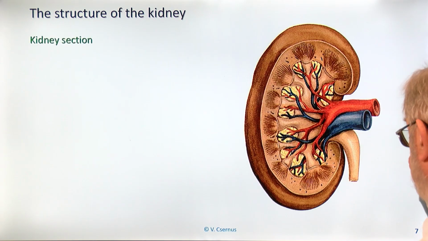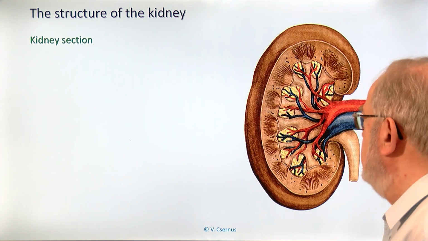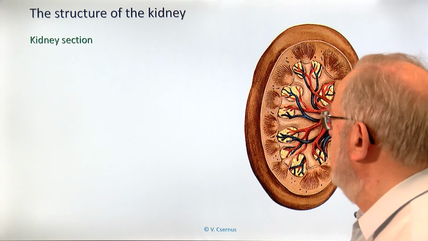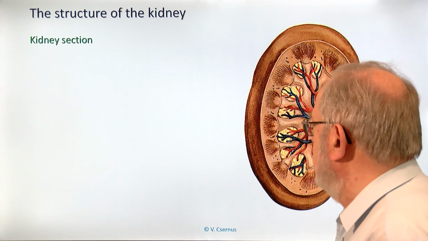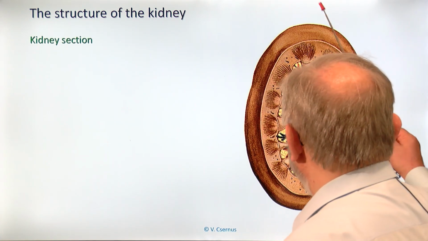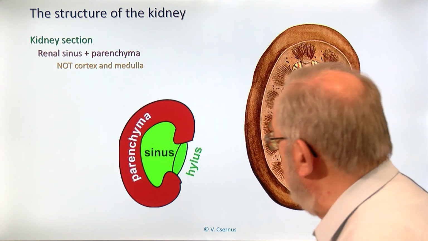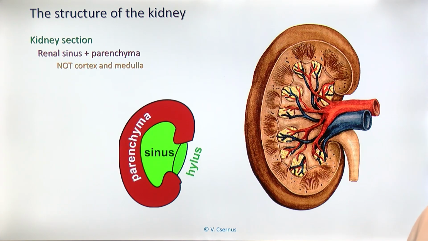Now, next chapter is the structure of the kidney. This is what you come across in the exam. This is the most frequent thing you have to talk about in the exam. This is the kind of longitudinal section of the kidney. What does it contain? Okay, usually students start that it has a cortex and a medulla.